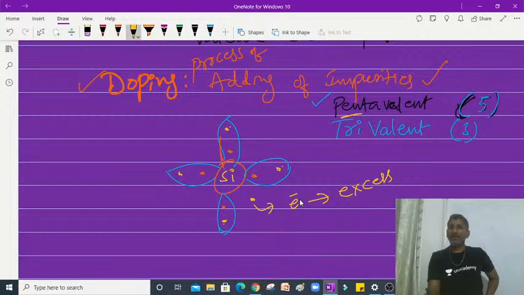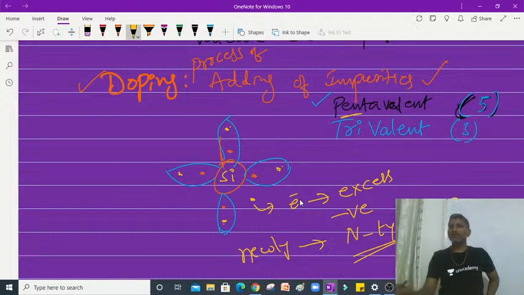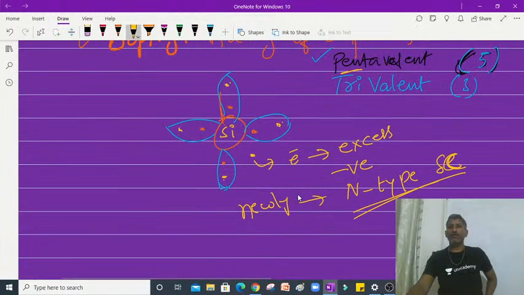So excess number of electrons means negative charge it can contribute. So that's why the forming semiconductor is said to be N-type semiconductor. We remember the newly formed semiconductor is N-type semiconductor, students. Hope you understood for this.